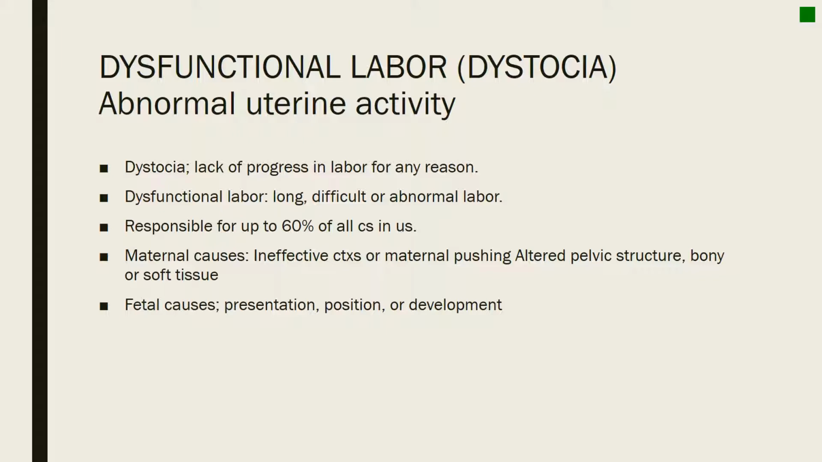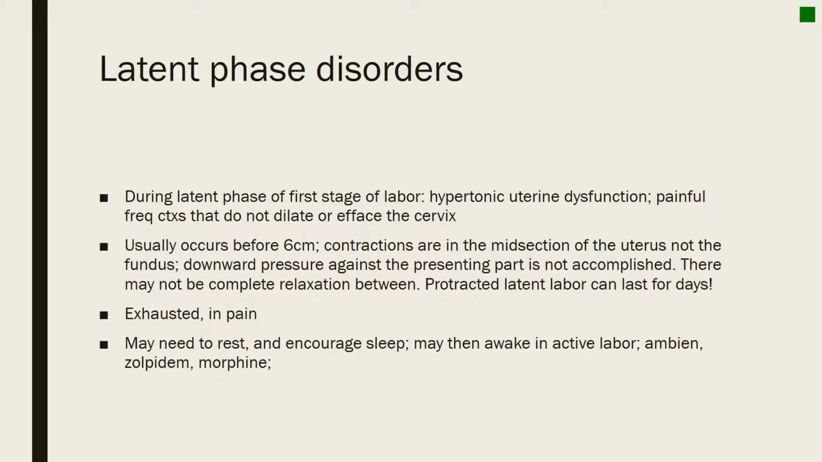All right, dysfunctional labor, also called dystocia. Dystocia is lack of progress in labor for any reason. Dysfunctional labor is a long, difficult, or abnormal labor. These are responsible for up to 60% of our C-sections. Maternal causes: ineffective contractions, maybe maternal pushing, altered pelvic structure, or bony or soft tissue abnormalities. Fetal causes: presentation, position, or development.